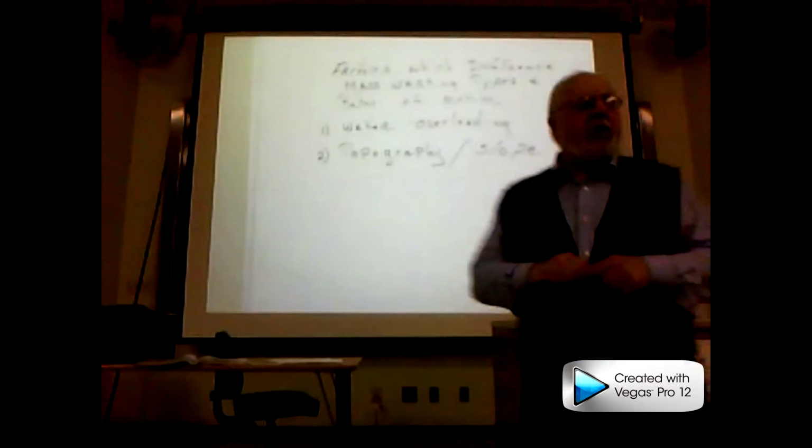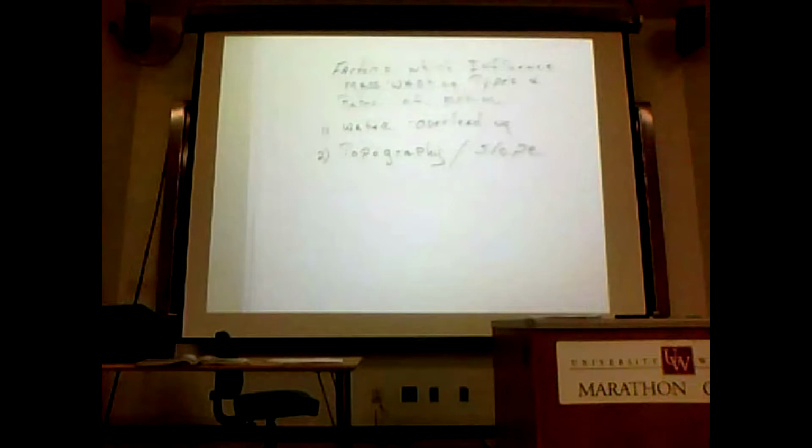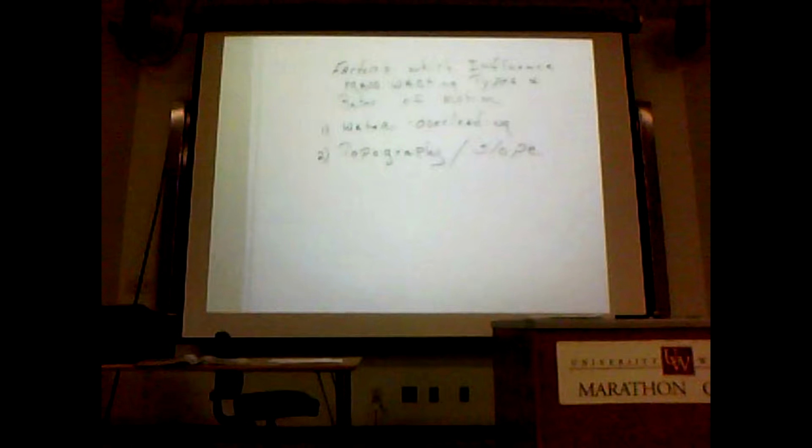Obviously, the steeper the slope, if all other factors are held constant, the greater the amount of mass wasting. This is obvious, that we end up with more material sliding on steeper slopes than we do on flat ground. So basically, slope is a factor here as well. It's significant, but there's not much more to say about it.